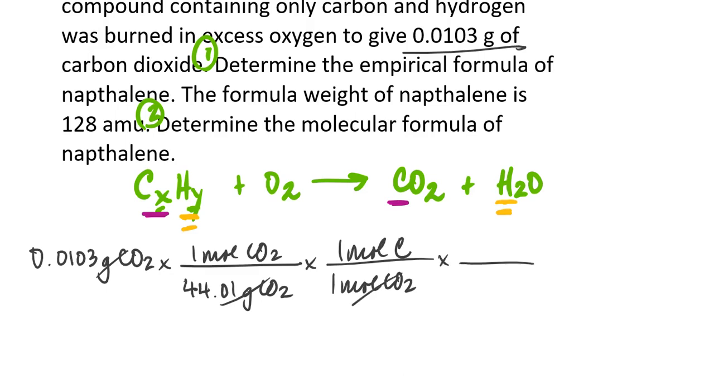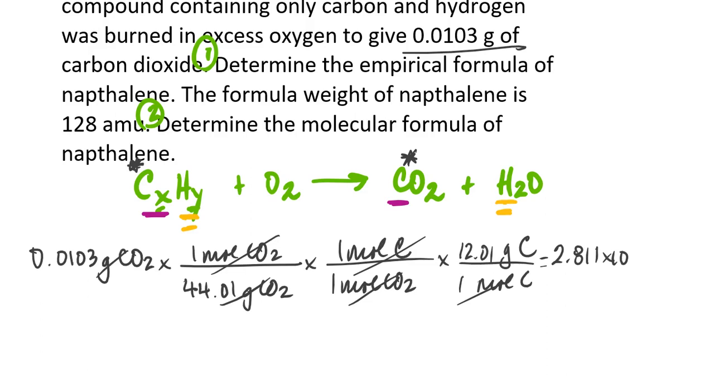Now, I'm going to also convert the moles of carbon to grams of carbon. And I know that there are 12.01 grams of carbon in 1 mole of carbon. So if I do this math, then basically what's going to happen is I'm going to figure out how many grams of carbon there are present in the product. But by the law of conservation of mass, that means there were also that many number of grams of carbon in the naphthalene to begin with. So if I do the math, that comes out to 2.811 times 10 to the negative 3 grams of carbon.